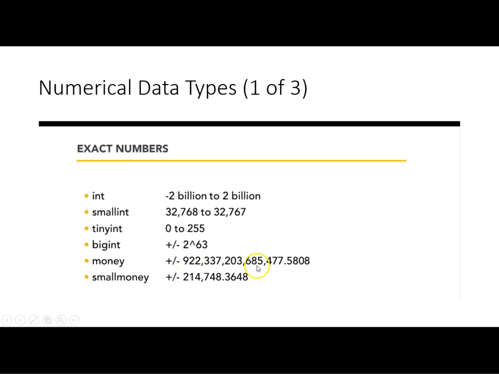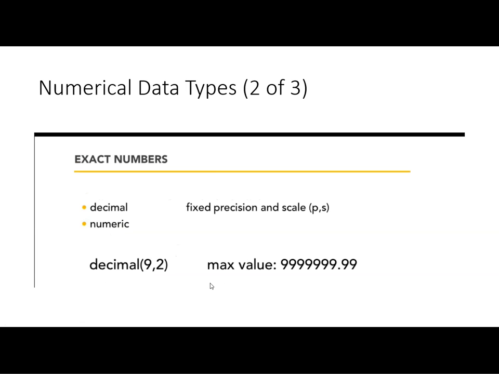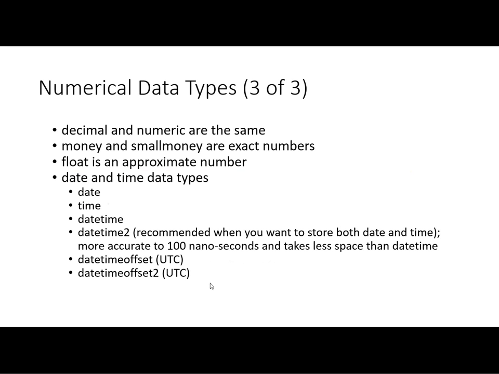We have the money type, which is up to 4 decimal places and minus 922 to plus 922 trillion. And we have small money if you're dealing with smaller ones, which you can see is quite small, from minus 214,000 to plus 214,000. We do have decimal and numeric, which is fixed precision and scale. So if I have, for instance, decimal 9,2, that means I have 9 digits and 2 of them are after the decimal point. Now I want to point out that decimal and numeric are basically identical. They're not different. It's just that over the years they've had different names for these, so SQL Server has both. Money and small money are exact numbers.